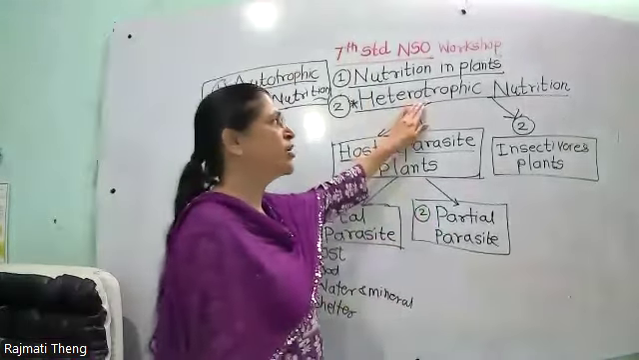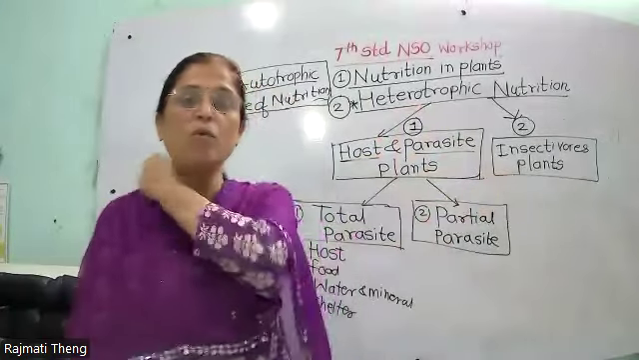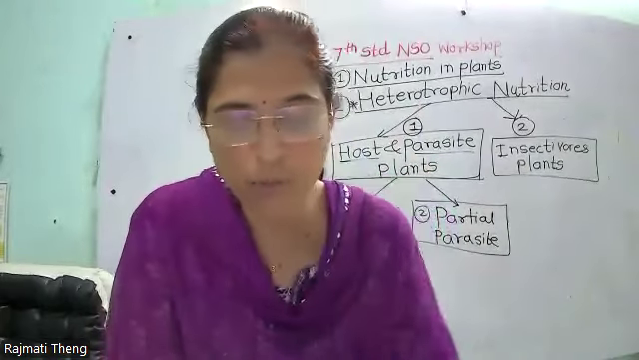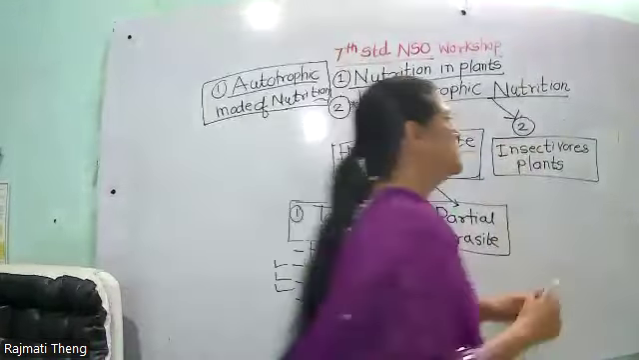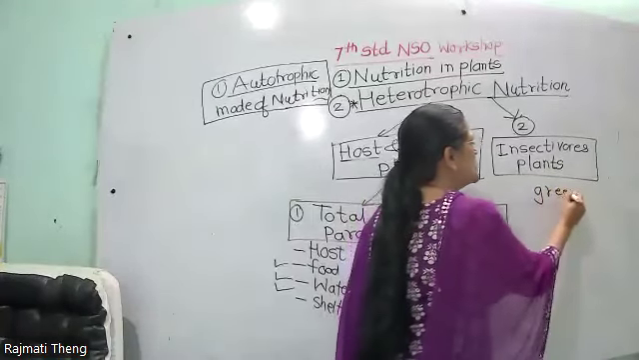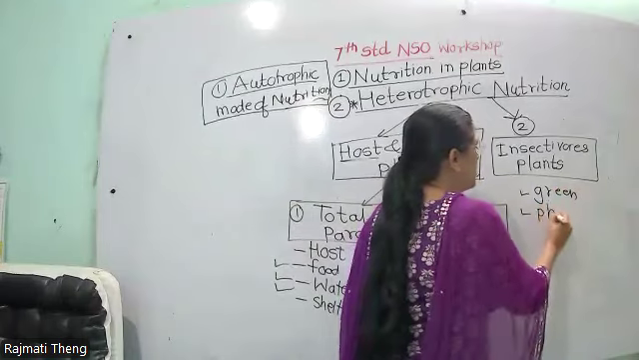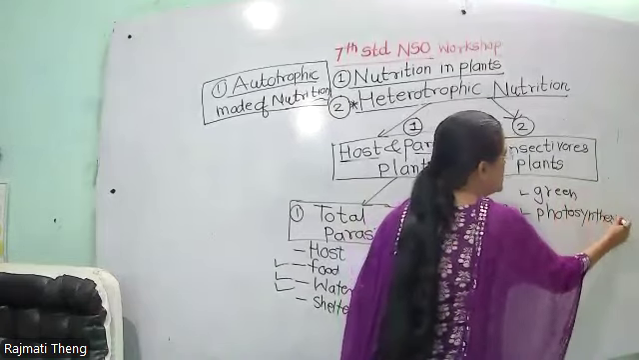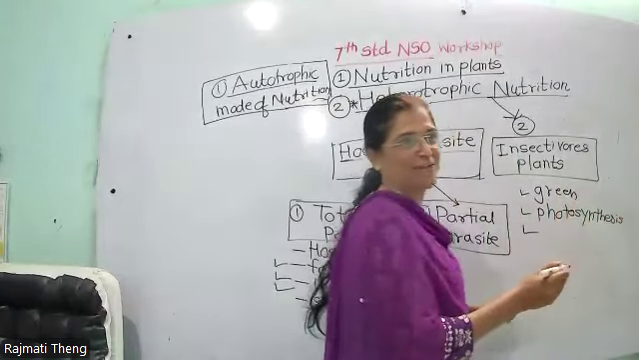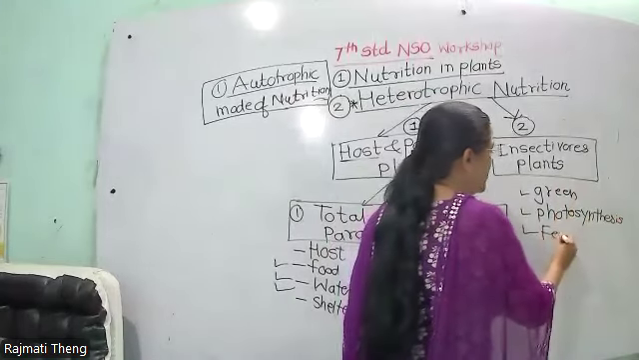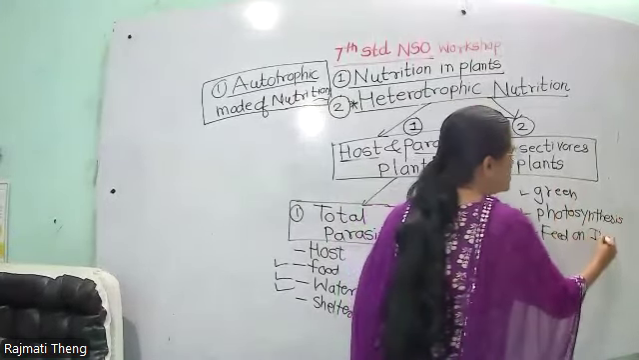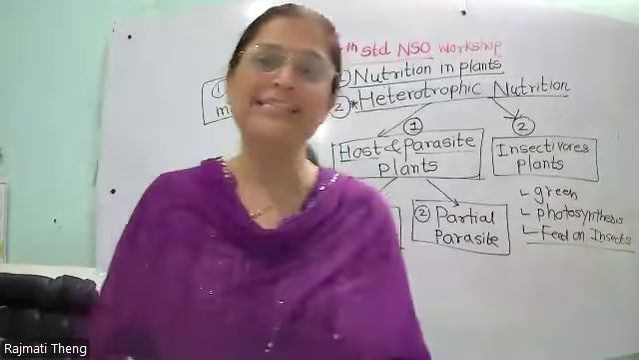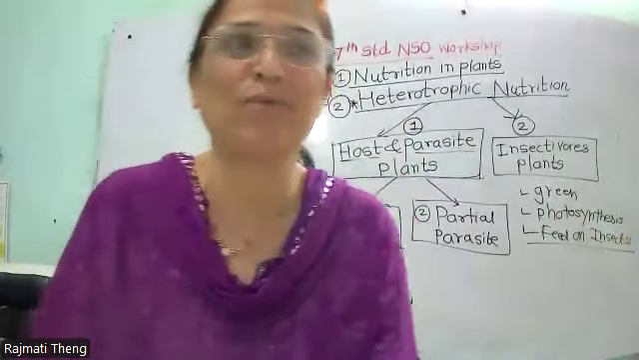Now heterotrophic mode of nutrition. In that, the second mode of nutrition is insectivorous plants. So some plants feed on insects. Actually, these plants are green. These plants perform photosynthesis. They are green and do photosynthesis, though they are heterotrophic because they feed on insects. What do they feed on? They feed on insects. They feed on insects, that's why they are added under heterotrophic.